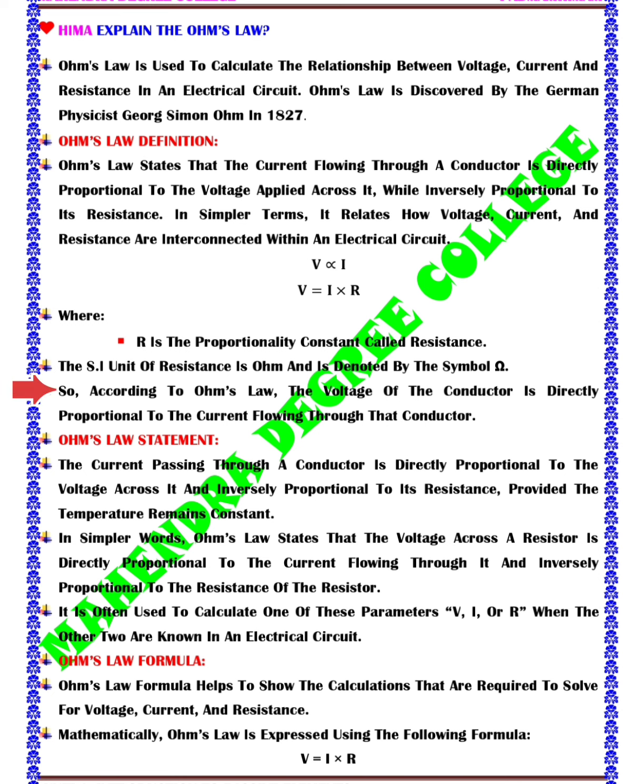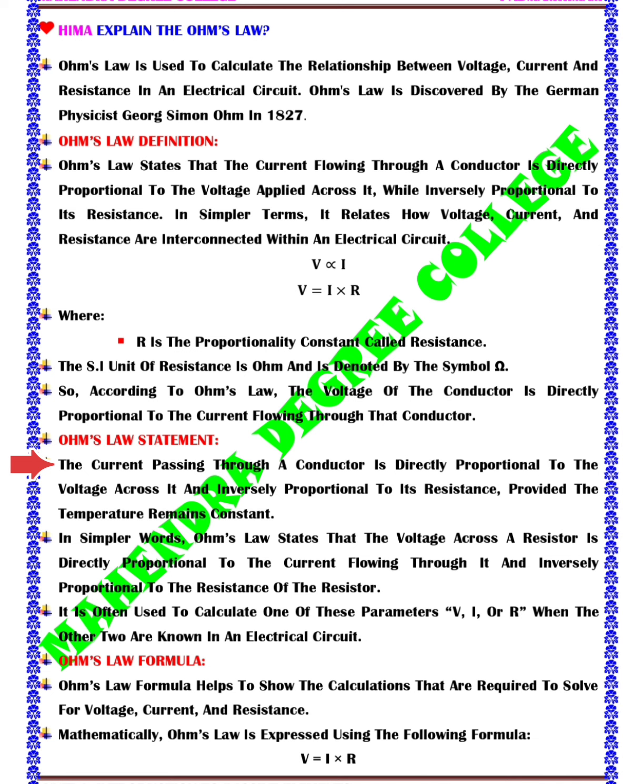So, Ohm's law states that the voltage V across a conductor is directly proportional to the current I flowing through it, with the proportionality constant being the resistance R of the conductor. This relationship can be expressed mathematically as V equals IR. Next, we discuss the Ohm's law statement. The statement describes Ohm's law, a fundamental principle in electricity.